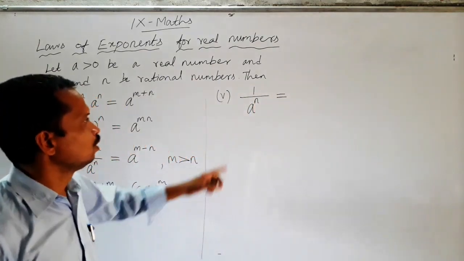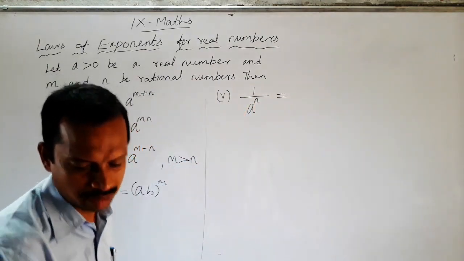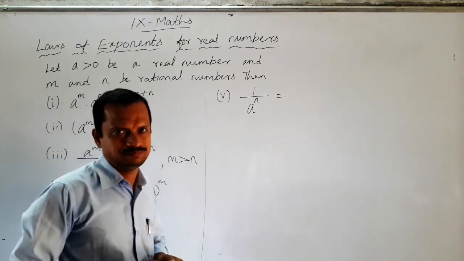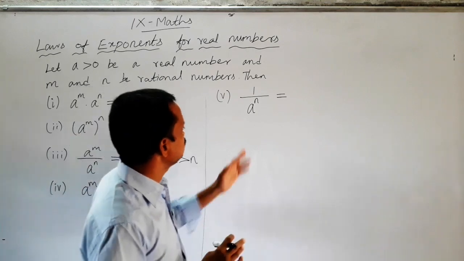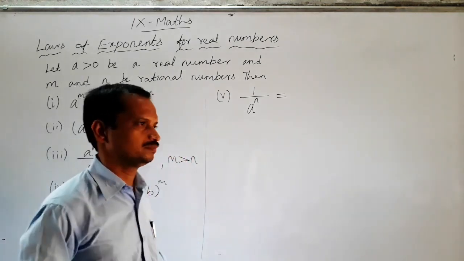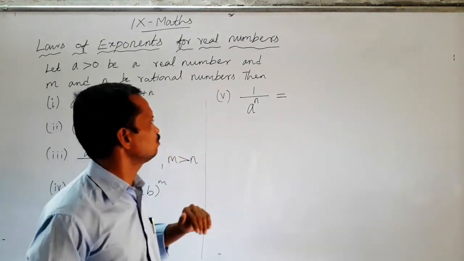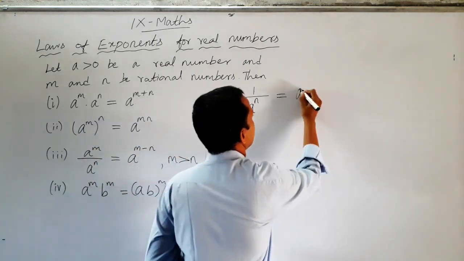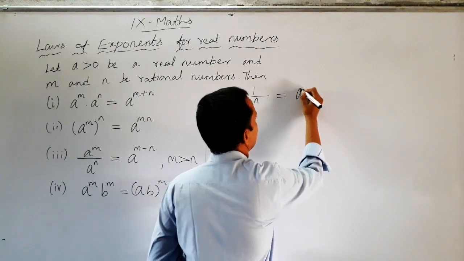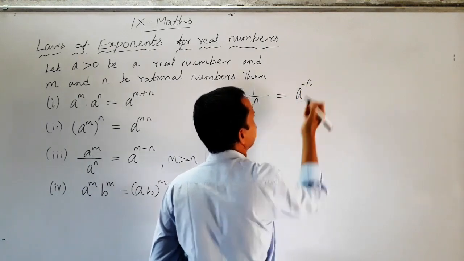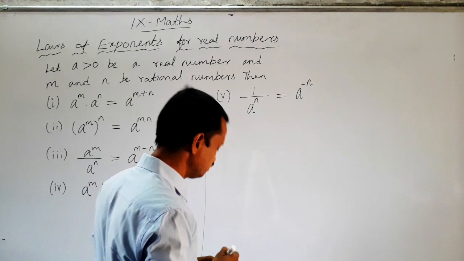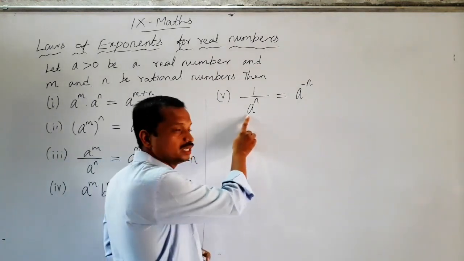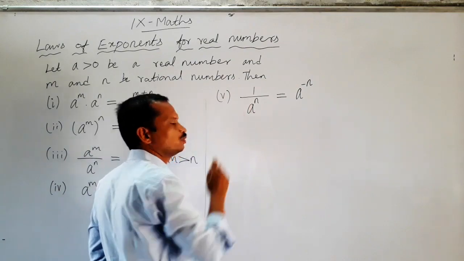So look here, 1 by a power n. In the numerator 1 is there, and in the denominator a power n is there. If you come across such numbers, you have to write a to the power minus n. You see, a to the power minus n, because the base is a, in the denominator the base is a, and the exponent is n.